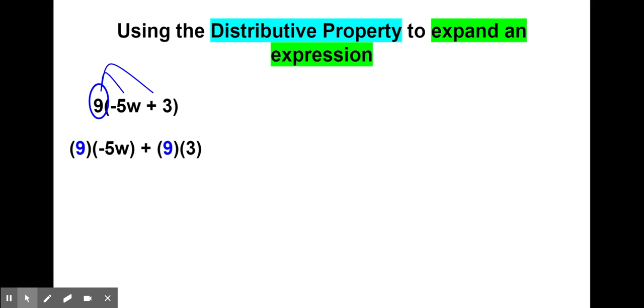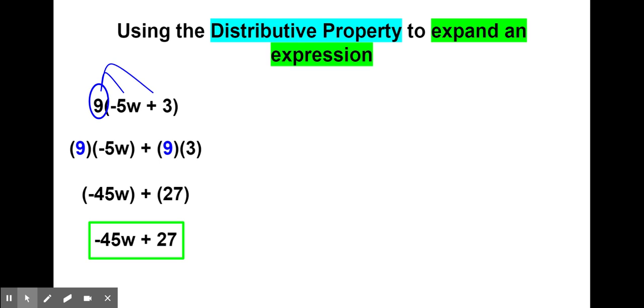So we'll start with the 9 times negative 5w. Right there we have a constant times a coefficient and variable. When we're doing that, we're going to really take the constant and multiply it by the coefficient, and we'll just keep our variable with us. So we'll take our 9 times negative 5, negative times positive will give you a negative, and we'll get negative 45w for our first term. For our second term, we just have our constants multiplying 9 times 3, which gives us 27. So we'll end up with negative 45w plus 27. We can rewrite that as the same, negative 45w plus 27, and that's our answer.